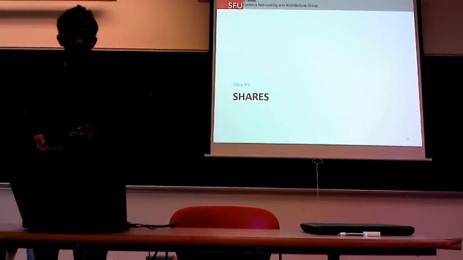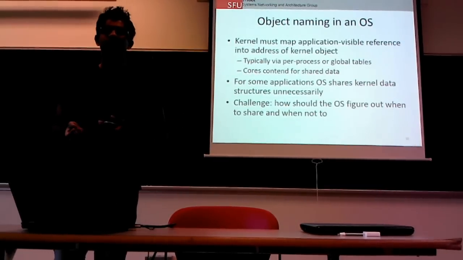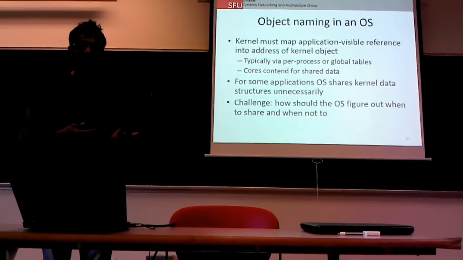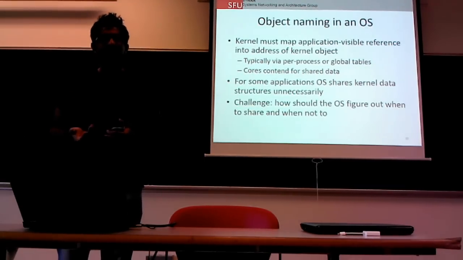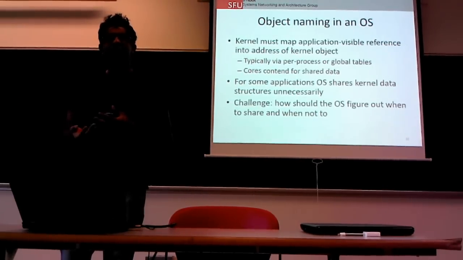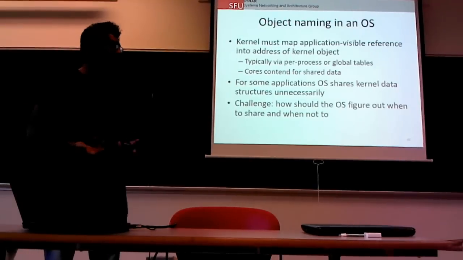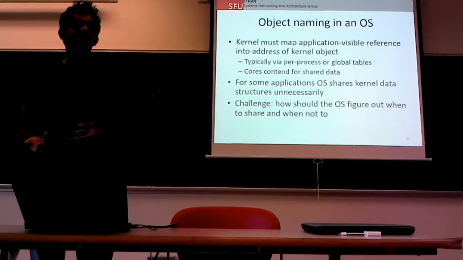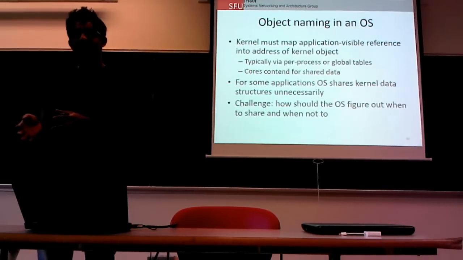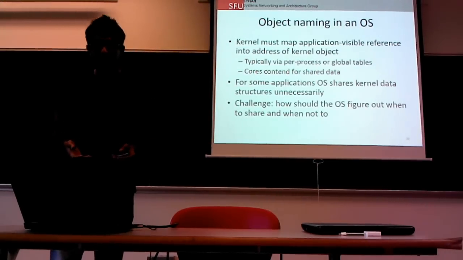The next idea is shares. As we saw in the file descriptor example that I gave earlier about the micro benchmark, the kernel must map these application visible references into the address space of the kernel. And sometimes it would involve having a shared page table or shared file descriptor table or something like that. So the challenge is for the OS to figure out when it needs to share these page tables or common data structures, and when it needs to make them private.